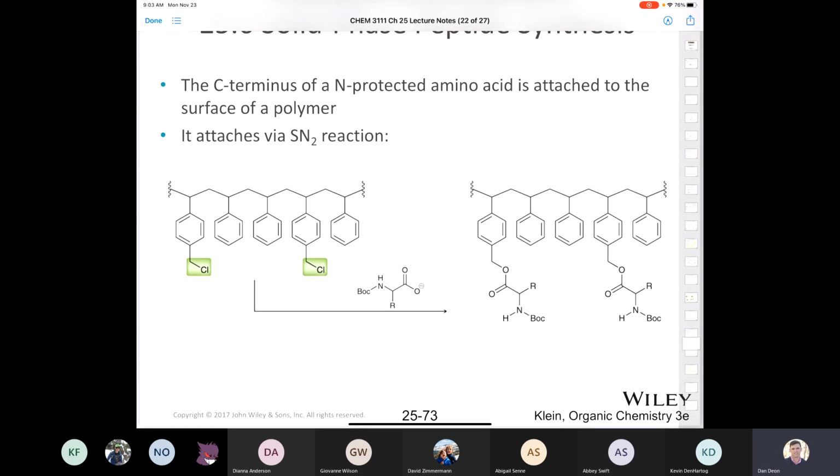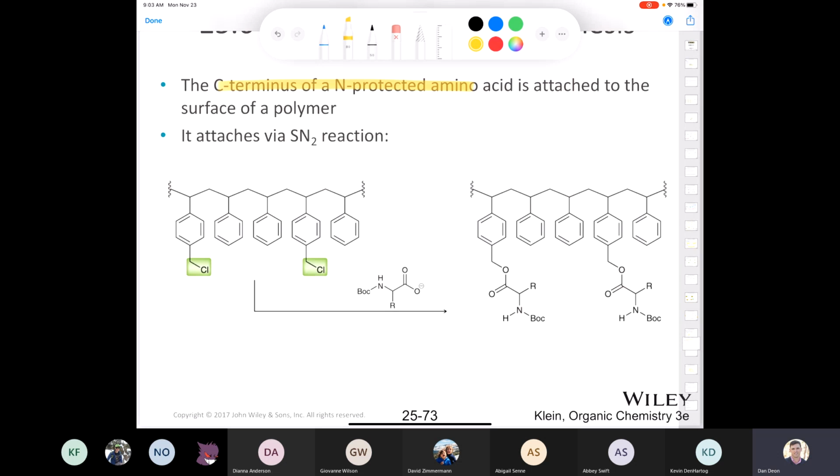The C-terminus of an N-protected amino acid, okay? Here's my N-protected amino acid right here. You see the C-terminus? It's a carboxylate, and then it's going to attach on the surface of a polymer. Now, I know we're going to look at polymers in the next chapter, but this polymer here is part of a big, big, big chain, which is going to be a totally insoluble molecule, right? This is a big hydrocarbon, and it's so big it's going to be totally insoluble in water. Okay, so it's literally going to be a solid in water, but they've designed this polymer to have these methylene chlorides on some of these aromatic rings.